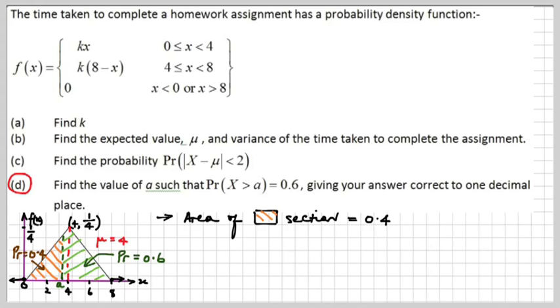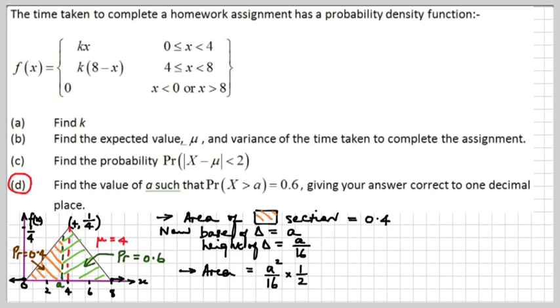Now, it's 0.4, isn't it? Now, what's the area of a triangle? Base times height over 2. Yes. Well, the base is a. What about the height? Well, it's k a, isn't it? And k is 1/16. Yes, that's it. So now we can easily do the area of this triangle. Oh, look. How beautiful. There it is. So it's basically a, which is the base, times a over 16, which is the height, and times a half, base times height over 2. And that equals 0.4, which is 2/5.